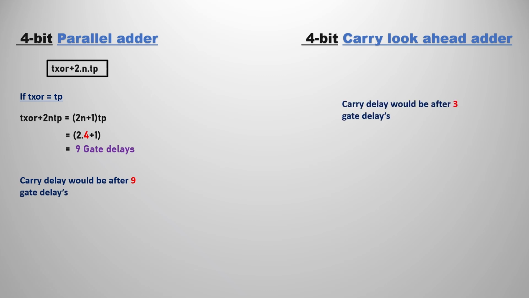So for more clarity, this is the comparison between the 4-bit parallel adder and the 4-bit carry look ahead adder, or CLA. If you observe, we had a formula for the 4-bit parallel adder, that is T XOR plus 2n TP. If T XOR is equal to TP, you take TP common, so that you get (2n plus 1) TP. So n is equal to 4. For the 4 bit we are checking, that is 9 gate delays. So the carry would be produced after 9 gate delays for a 4-bit parallel adder.